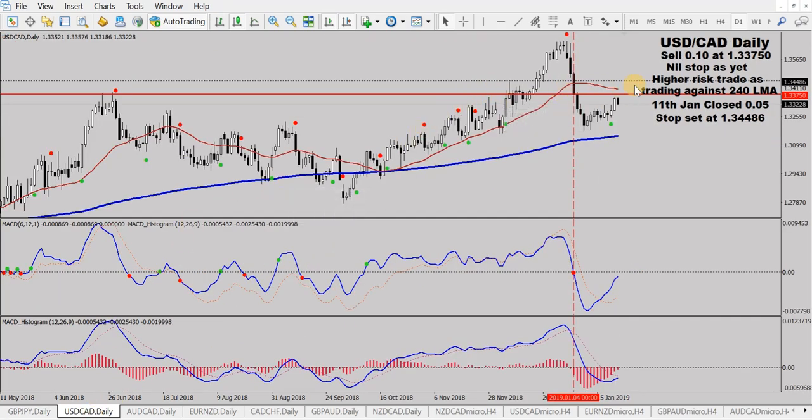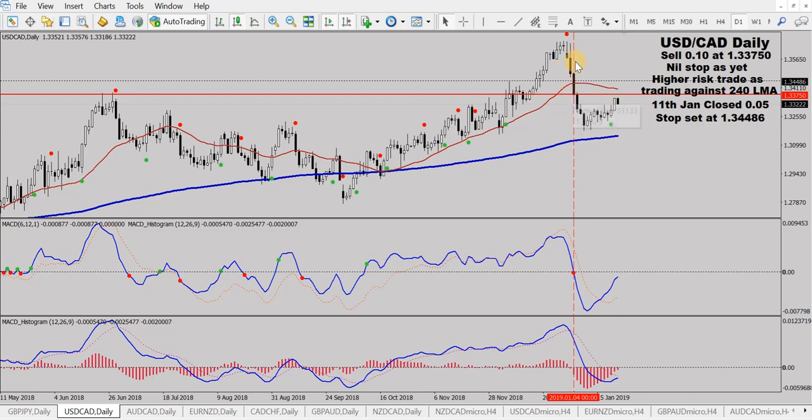USD CAD in a sell. Now, if you can't understand me, the Australian accent, or English is not your first language, or I'm talking too quick or whatever, just either slow down the video or pause the video, because you'll see on all of my charts, I'll write some notes on the chart here so you can get an idea. And they're normally from top down what I've done. So I've sold, nil stop, higher risk, then closed, stop set.